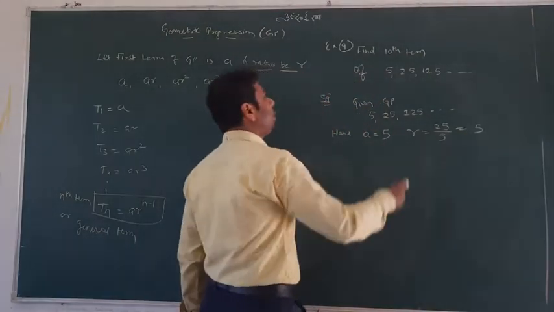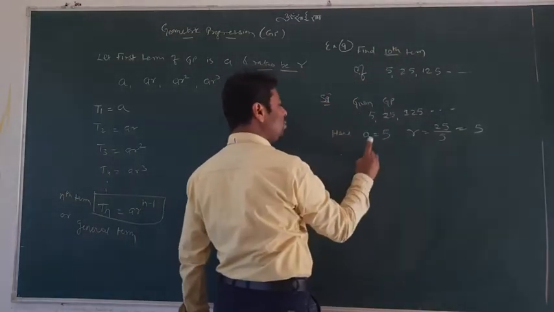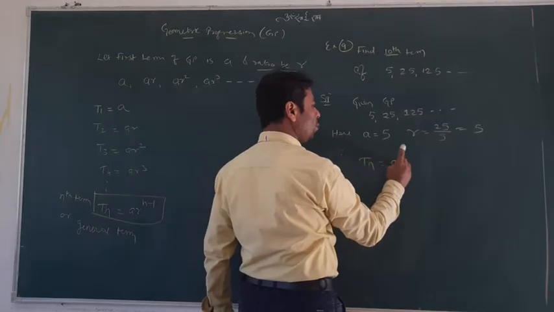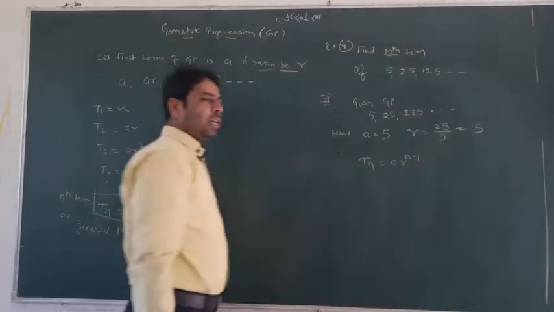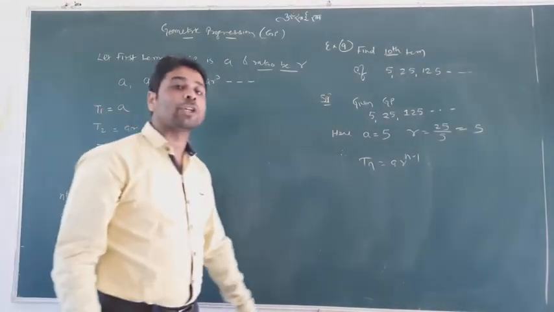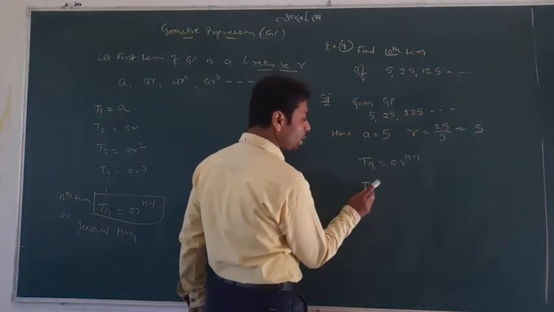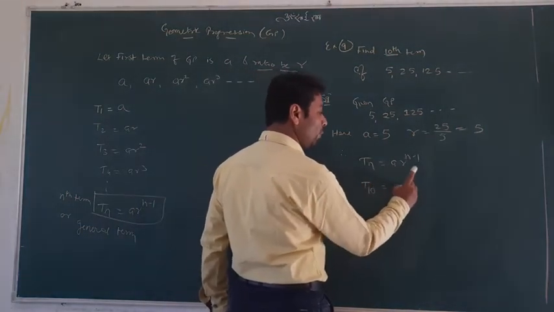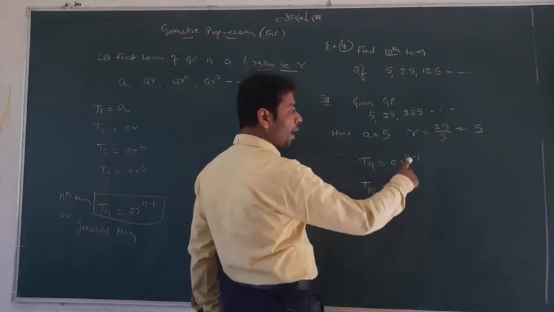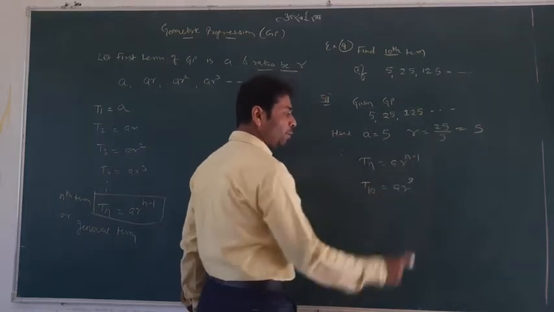So we want to find the 10th term now. We will use the formula of Tn. What is the formula of Tn? ar to the power n minus 1, which is called the general term. Now we want to find the value of the 10th term. So okay, put n equal to 10. What will happen here? n minus 1, 10 minus 1, meaning 9 will be there.